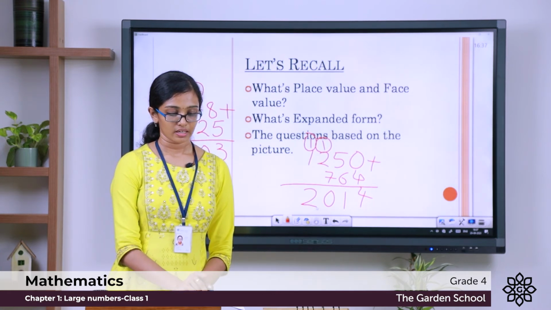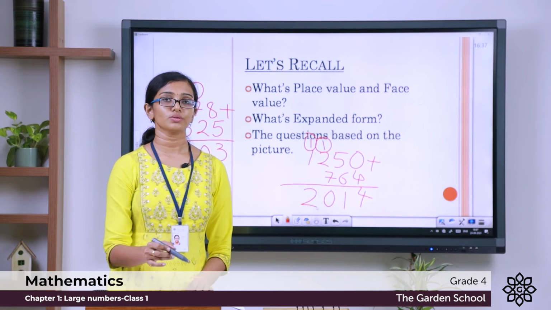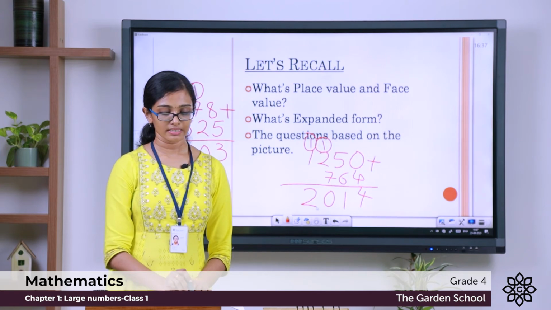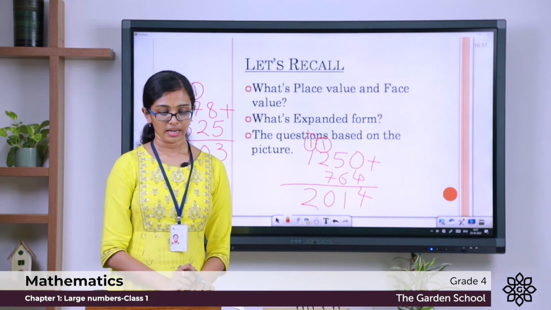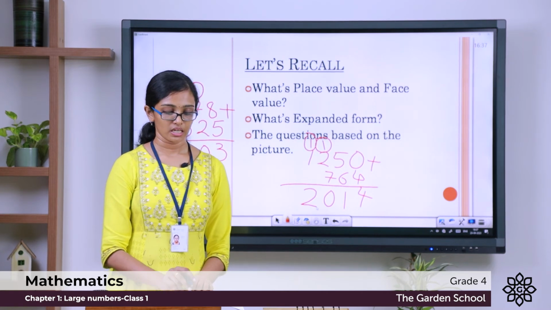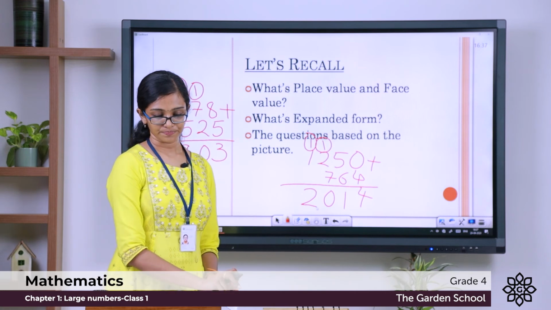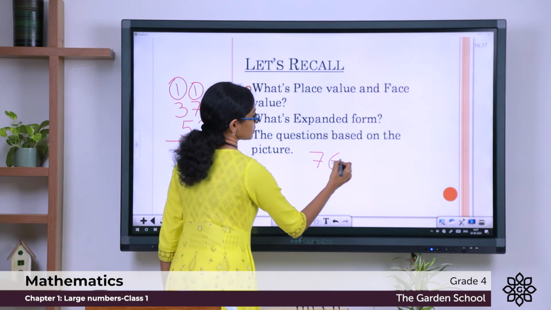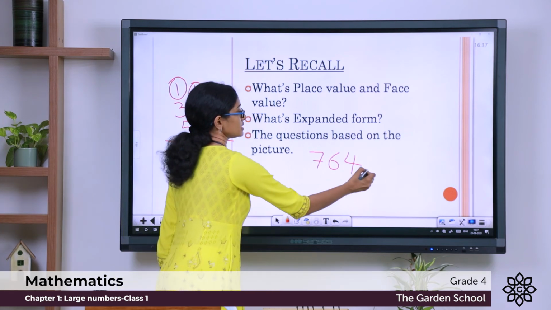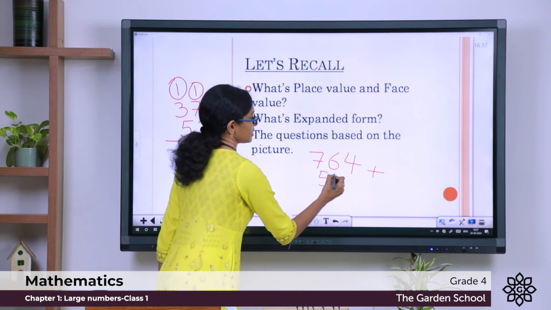You have to compare the distance between Anu's home and playground through school and through temple. We have already found out the distance between Anu's home and playground through school, which was 1628 meters. Now let's see what is the distance from Anu's home to playground through temple. So from Anu's home to temple it is 764 meters, and from temple to playground it is 525 meters.